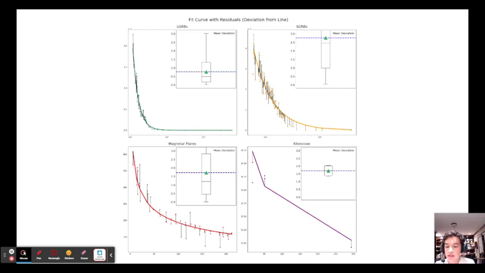This is an analysis of residuals to determine the accuracy of the line of best fit using Python. Generally, they are pretty accurate based on the scale. The mean deviations are obviously a little bit different depending on how much deviation each graph has.